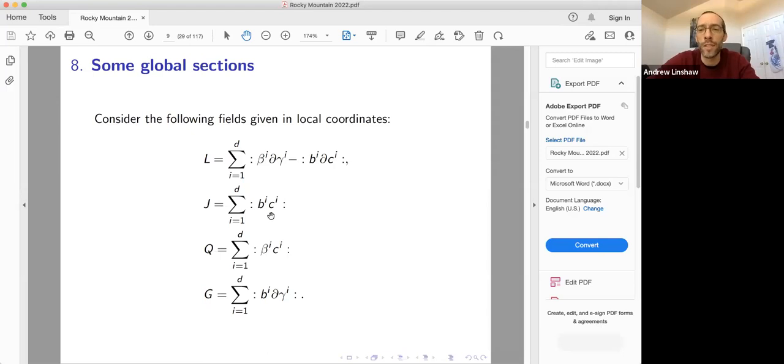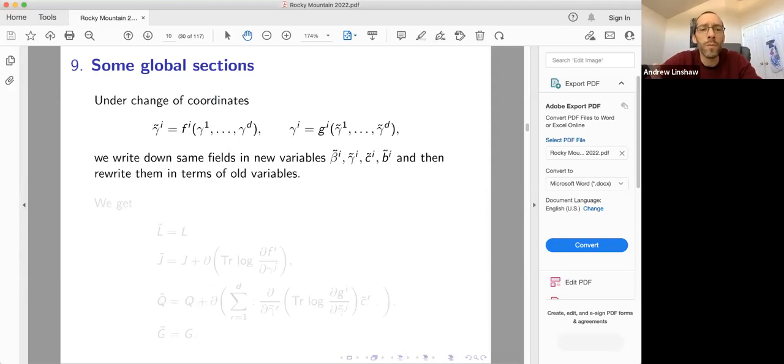So this generates a Heisenberg field. This is just the sum of b_i c_i. And then Q is the sum of beta_i c_i, and G is b_i derivative of gamma_i. So these are some things I can write down in local coordinates. And now what I can do is, I want to know whether these give rise to global sections.